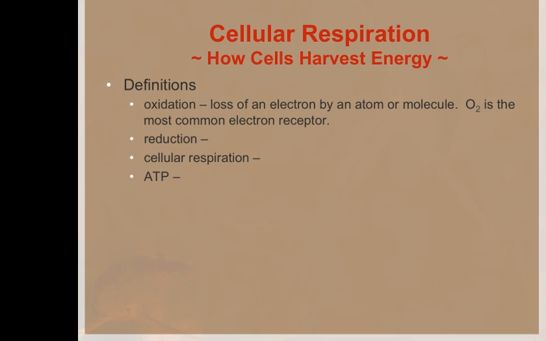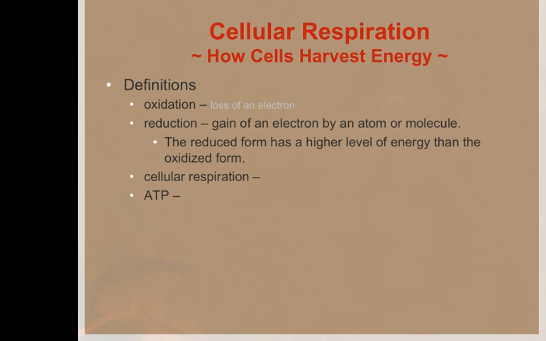If some atom or molecule is giving up electrons, some other atom or molecule has to be picking those electrons up. Most often in cellular respiration it's oxygen. Reduction is the gain of an electron by an atom or molecule. When an atom gains an electron, it also gains energy.